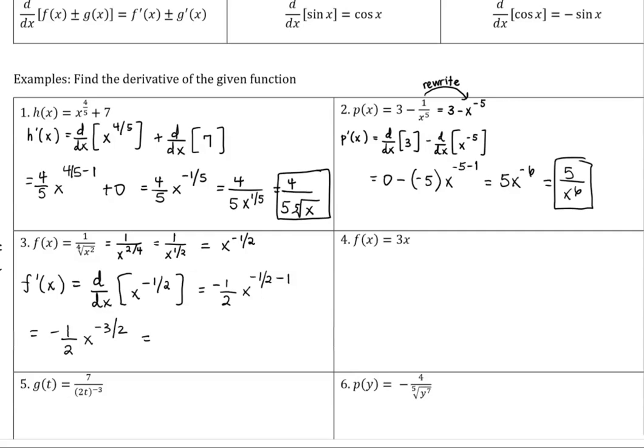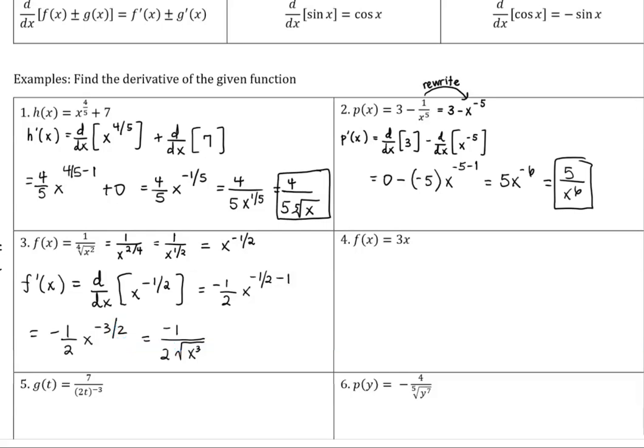And the last thing I will do is rewrite that so that I don't have that negative exponent. So I still have the negative 1/2, negative 1 over 2. But as for this x to the negative 3/2, it's going to show up in the denominator, and I'm also going to write it as a radical. So I have the square root of x cubed. I don't typically write that little 2 out there for square roots.